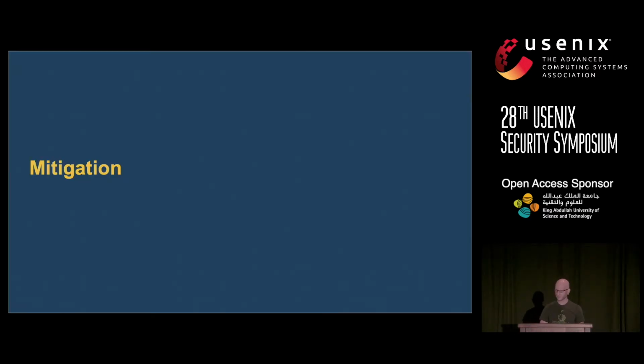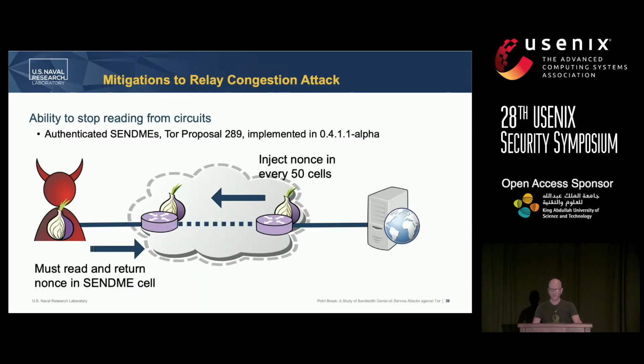OK, so how do you mitigate the relay congestion attack? The attack relies on three main features. One is the ability to stop reading from circuits. So I have actually co-authored a Tor proposal called authenticated sendmes, which has been implemented in a recent version of Tor. The way authenticated sendmes work is every 50 cells that the exit sends toward the client, at the end of that 50th cell, it adds a nonce to the cell. And then the client needs to read and return the nonce from that 50th cell when it's sending back the flow control cells to the exit. And if the nonce doesn't validate, the exit will drop the circuit.